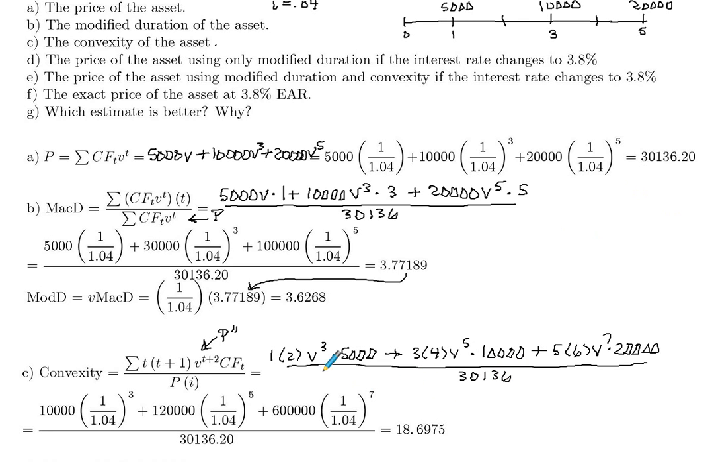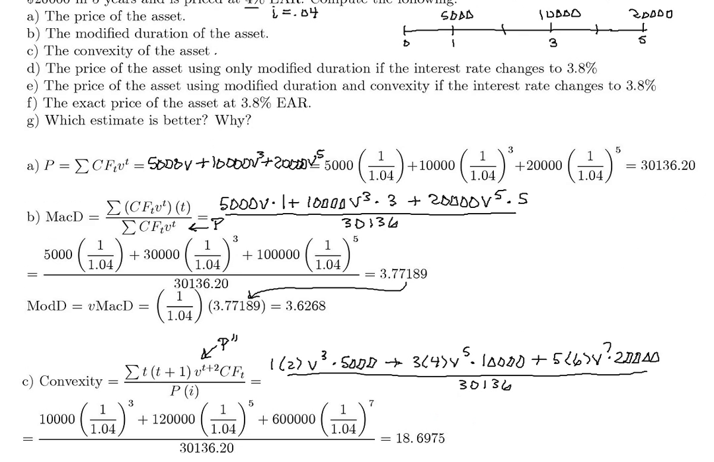And so now I did a little bit of simplifying here. 5,000 times 2 is 10,000 here. Put in our discount factor of 1 over 1.04. 10,000 times 12 is 120,000. 1 over 1.04 cubed, I'm sorry, fifth. And then 20,000 times 30 is 600,000 times v to the 7th. And then divide by our price that we already know, gives us a convexity of 18.6975. So there's our measure of convexity.